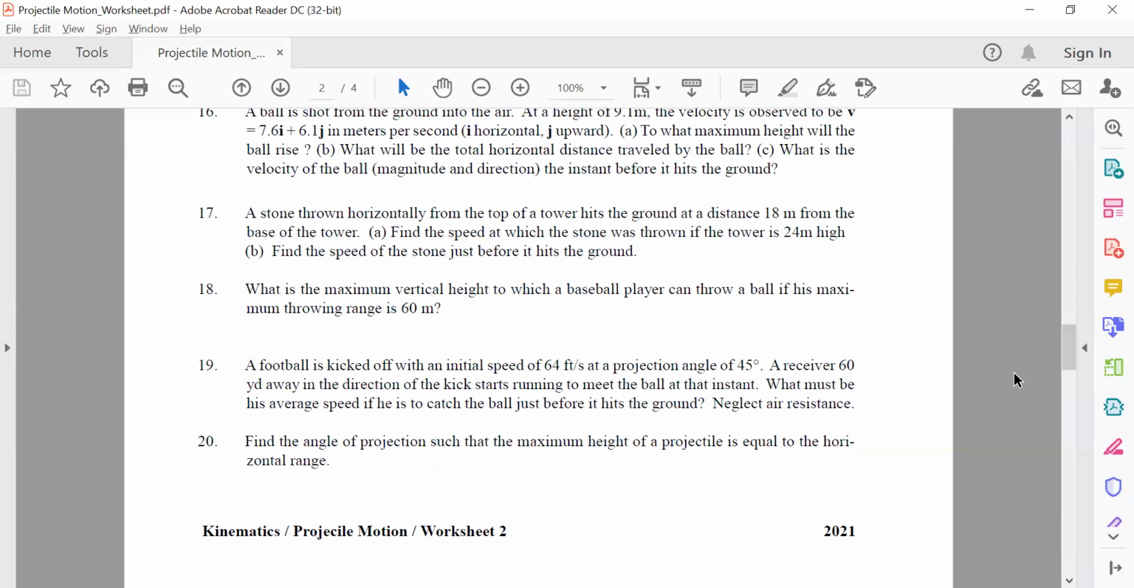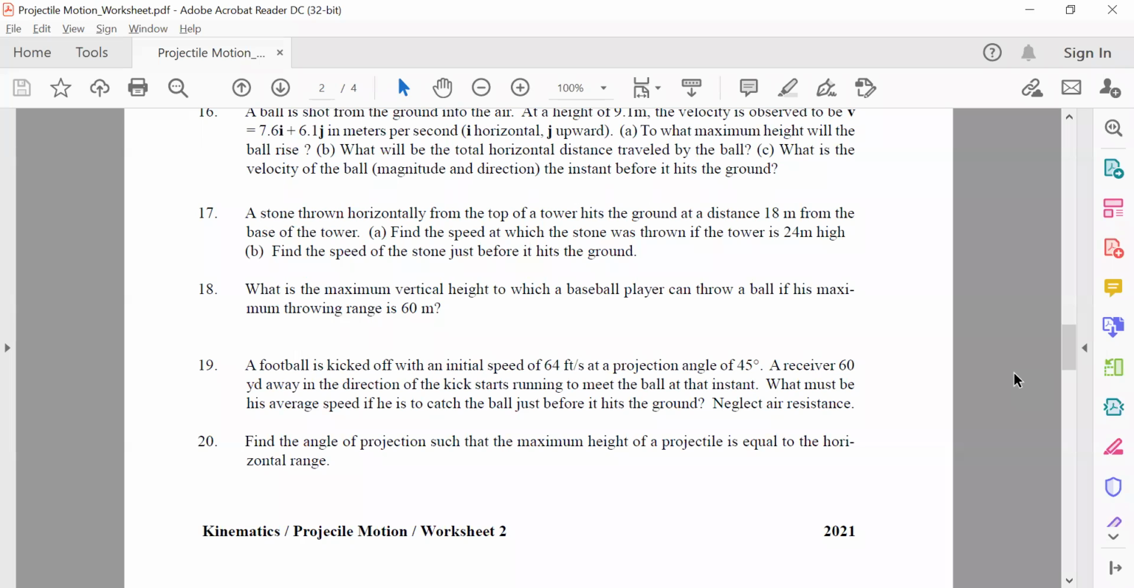Let's go through the 18th question. What is the maximum vertical height to which a baseball thrower can throw if the maximum throwing range is 60 meters? Now this is a very interesting question. What we mean by the maximum height and maximum range is that the baseball thrower can adjust the angle at which he's throwing, but he cannot throw faster than a certain maximum limit. So let's say the fastest throwing speed is u.